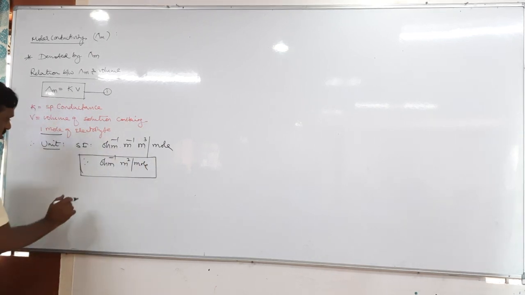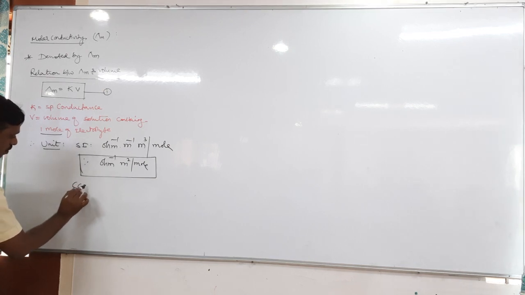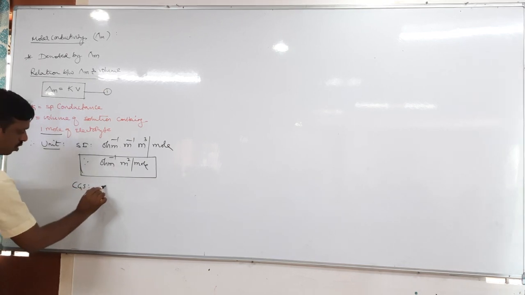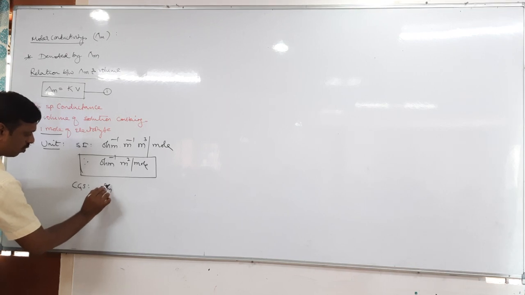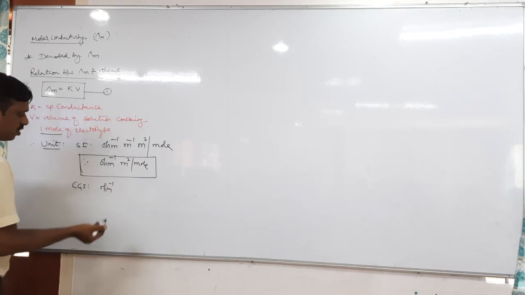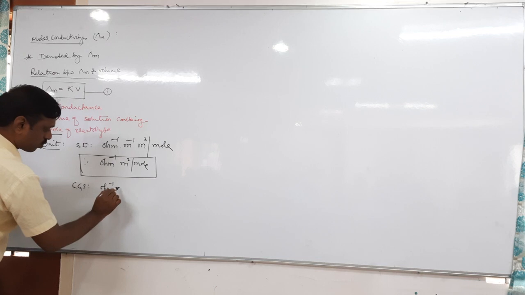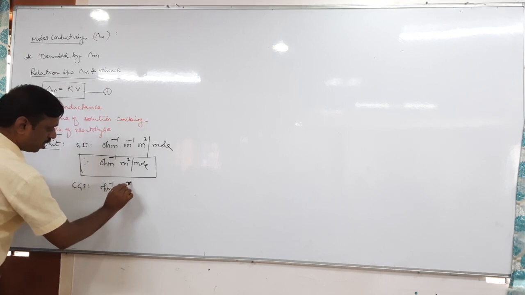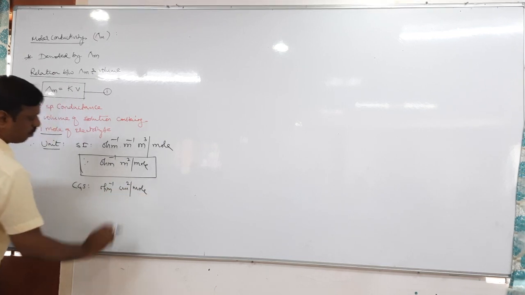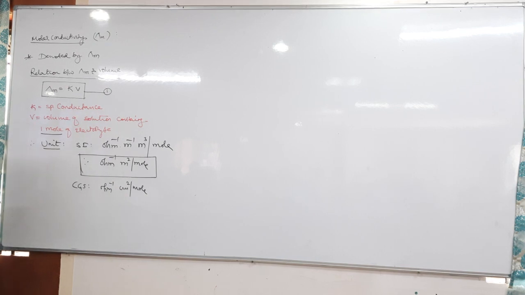Next, what is the CGS unit? Ohm inverse is the same. In place of meter square, it is centimeter square per mole.